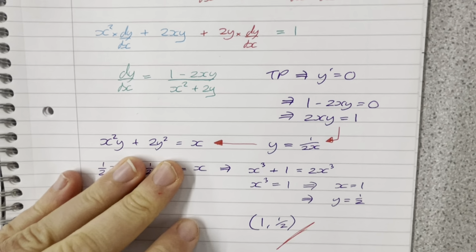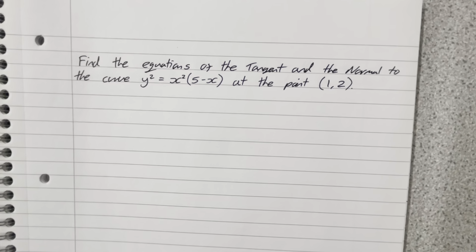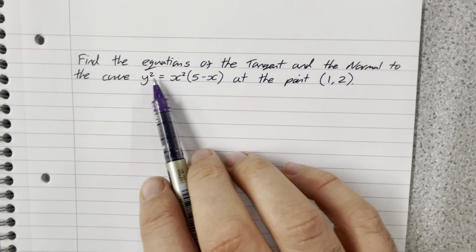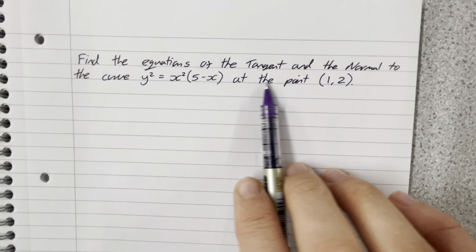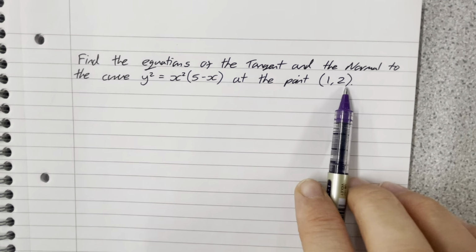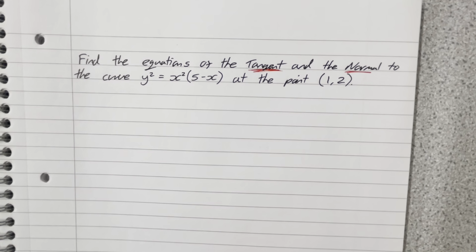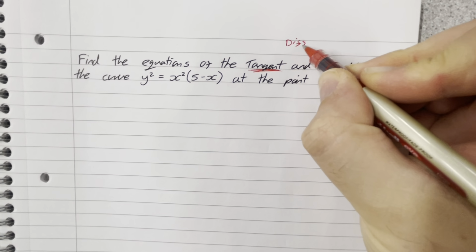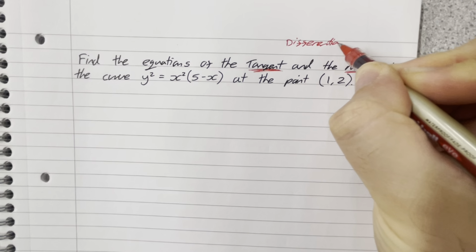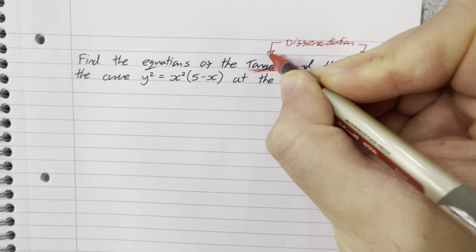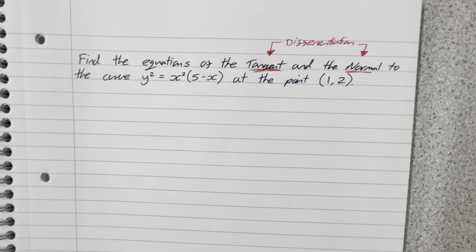Okay, next example, which I think is my last one. Oh no, I've got two more. Okay, find the equations of the tangent and the normal to this curve at the point 1, 2. Okay, so it's not used the word differentiation anywhere in the question, but it's used the word tangent and the word normal. And as such, that should immediately take you to differentiation in your head, because we need the gradient of the curve at the point to find these two lines.